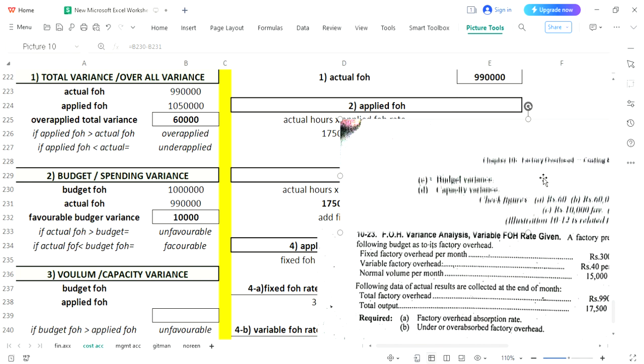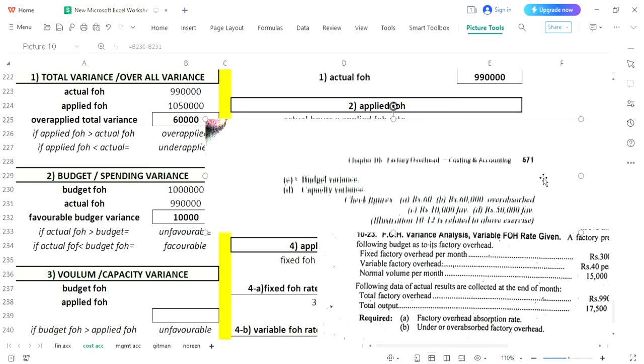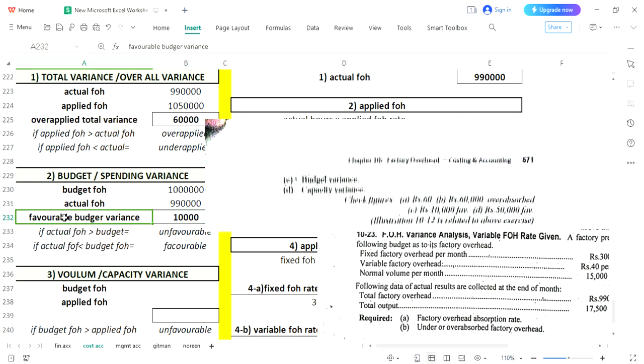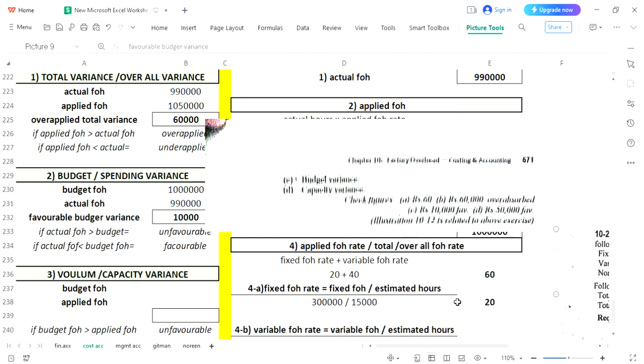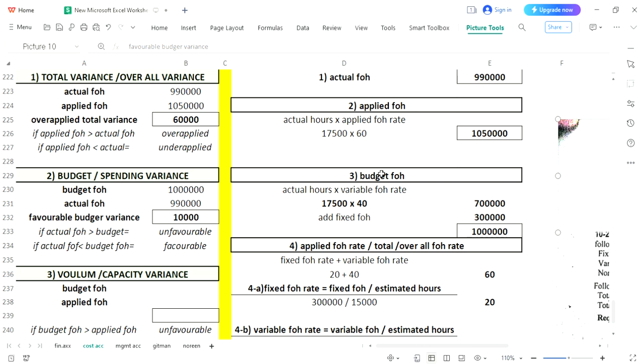Okay, the third requirement, the C requirement, was budget variance. The C requirement here is 10,000. So we have written, you can see over here, 10,000, and it is written favorable. So favorable is written over here as well. That means the second portion is also completed. It's time to see your third portion, the third variance, which is what?